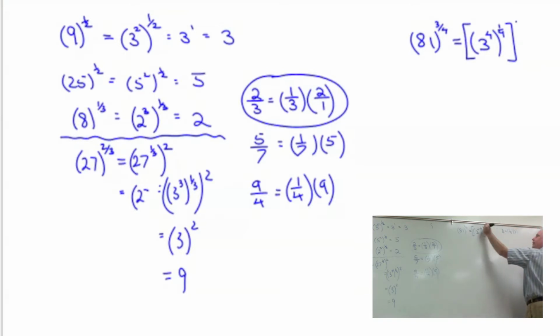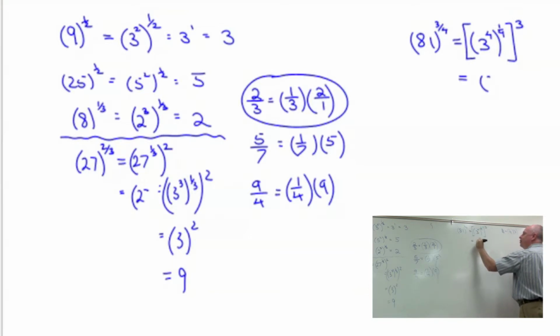Do you see it? Is that okay? It looks messy, but it works out rather nicely. What happens to the 4 and the 1/4? They cancel, and you're left with 3 to the first.